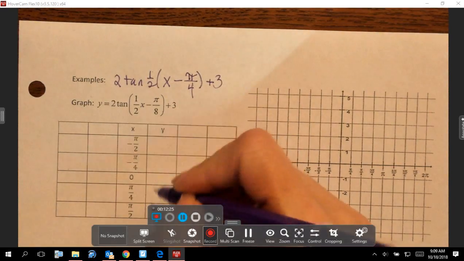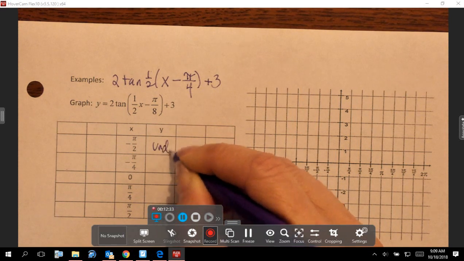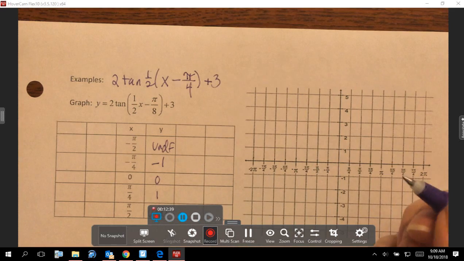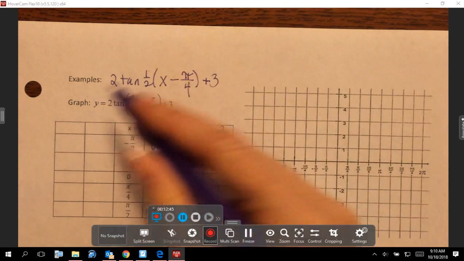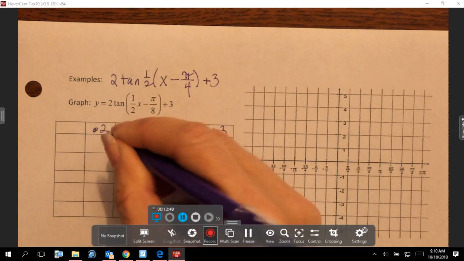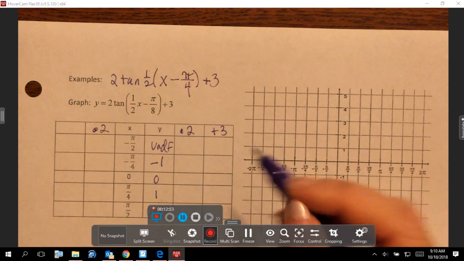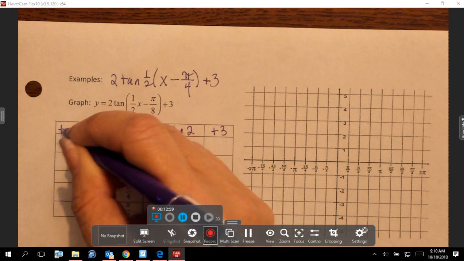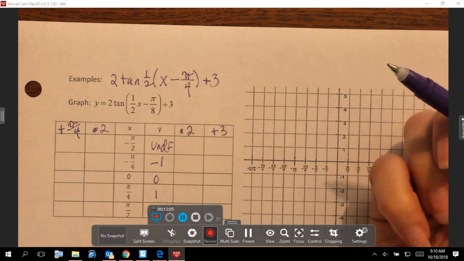And then you're starting to put in your values. Since this is tangent, you're putting in undefined. You're going to multiply your y's by 2, then you're going to add 3 to those. On the x side, we're going to multiply by 2 because you do the opposite of multiply by half. You do the reciprocal. And then after that, you're going to do what with the pi over 4? We're going to add pi over 4 because subtraction means you do the opposite for the x's.